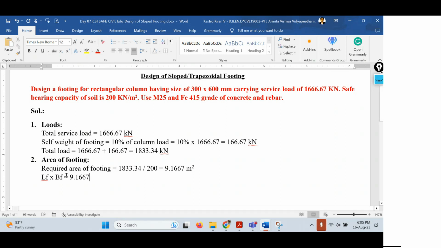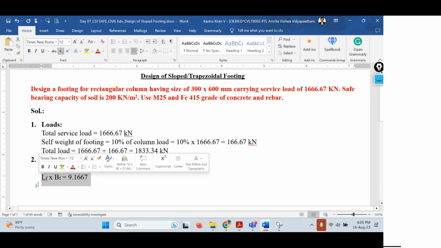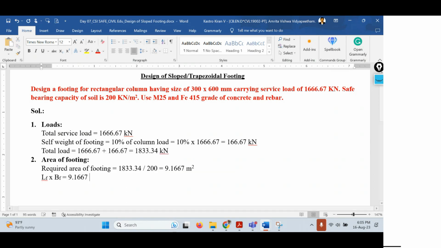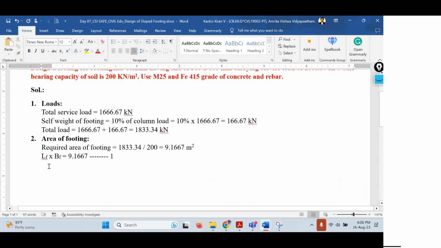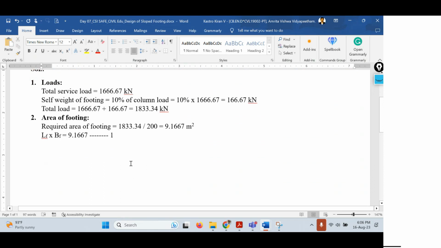So this is the value. Length and width of the footings we have to find out. This is basically the area. 9.1667 is basically the area, so let me call this equation 1. Now we have to find the length and width of the footing. How do we find the length and width of a rectangular footing?